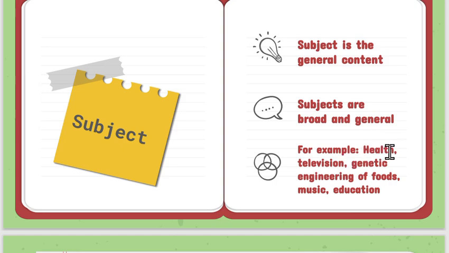So for example, we have health. Any topic related to health is considered to be a subject, not a topic, because a topic is specific. Health is a subject, in general we say. Television also is a subject. Genetic engineering of foods is also a subject. Music, education, sports. All these concepts are considered to be subjects because they have general information, not specific.